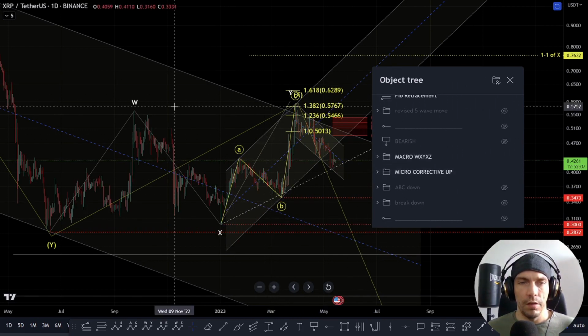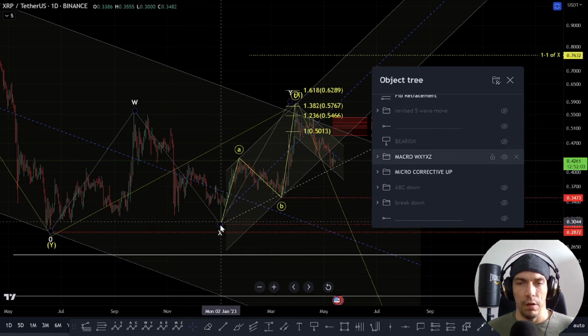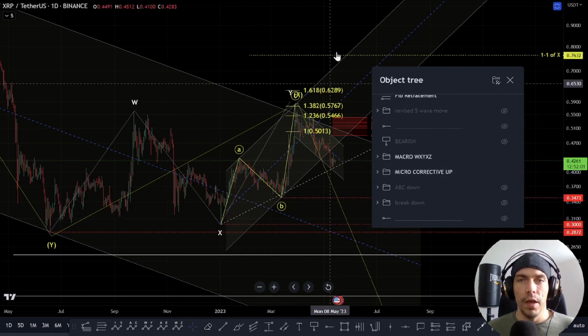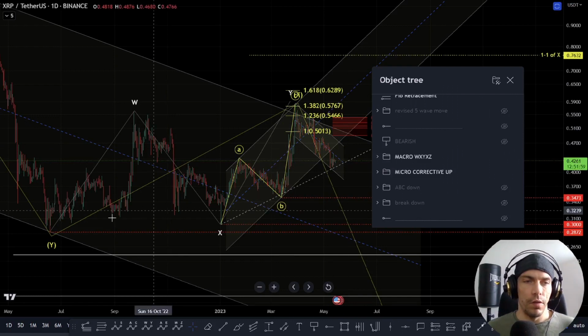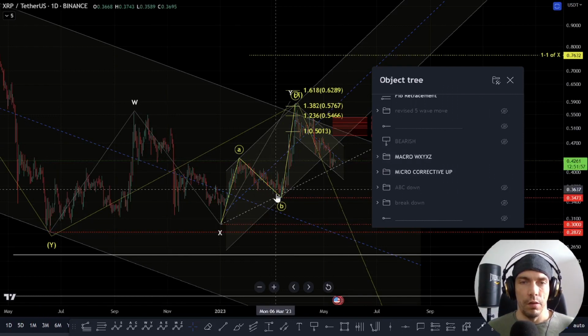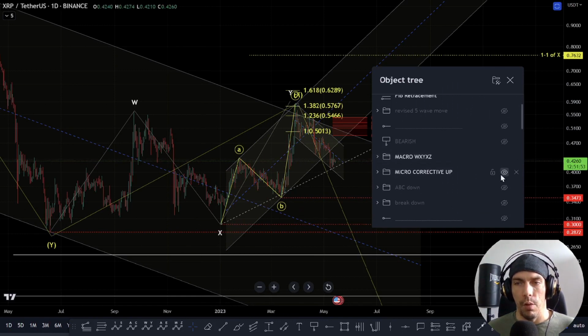Otherwise, it would probably indicate that we need to readjust the count, and that it's possible that we've set a low into this point and we're starting to move up in a different structure, because the time relationship is quite good at the moment, as this is a W, an X, and a Y wave.